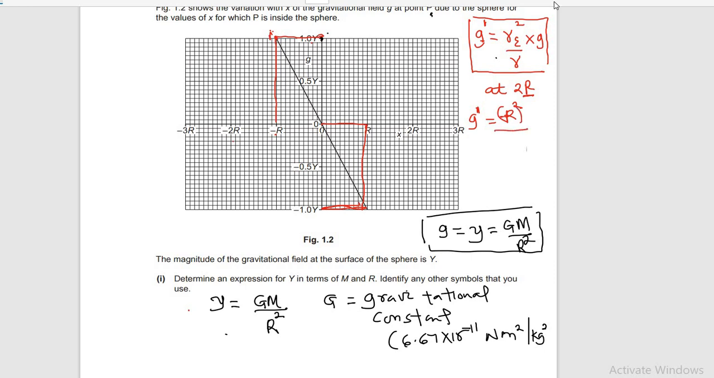The radius outside the surface of the Earth in this case is negative 2R, squared, multiplied by g, the gravitational field at the surface of the Earth. At the end of the day, we have R squared over 4R squared multiplied by g. This cancels this, and we have 0.25 g. So when the radius is 2R, the gravitational field is 0.25 g. 0.25 should be between 0 and 0.5, that's half of it, somewhere here.